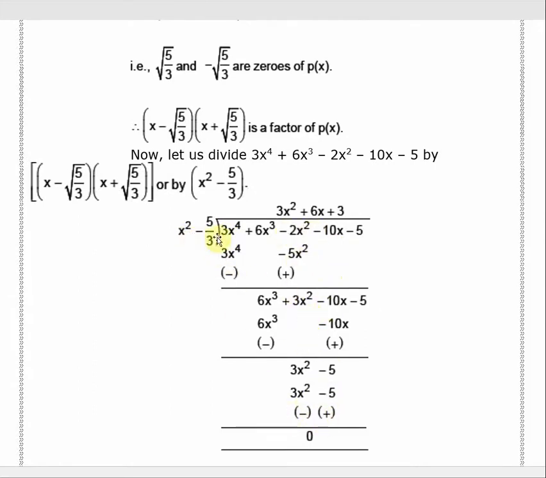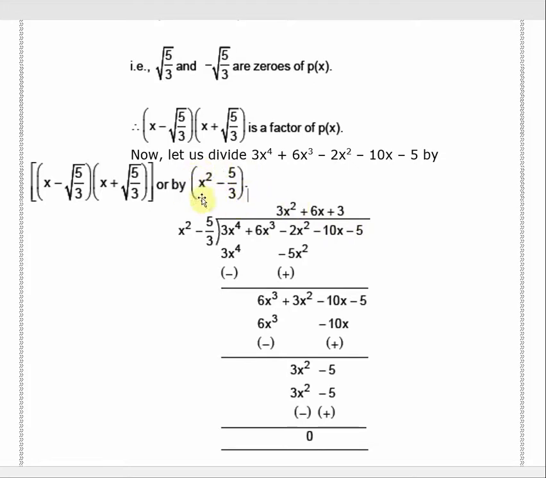It's a simple division. You can see here x square, and here it is 3x to the power 4. So 3x square is the quotient coming. Then the multiplication is done. Then subtraction is done. Again plus 6x is coming as the quotient. Then it is 3x square minus 5 and finally 3. That means 3x square plus 6x plus 3 is the other factor. So two factors we have found, x square minus 5 by 3 here, and here it is 3x square plus 6x plus 3.